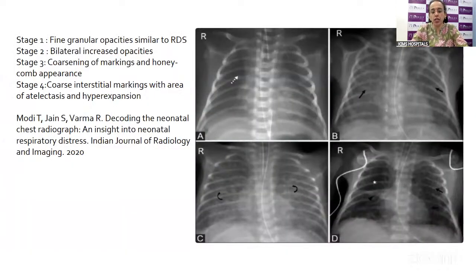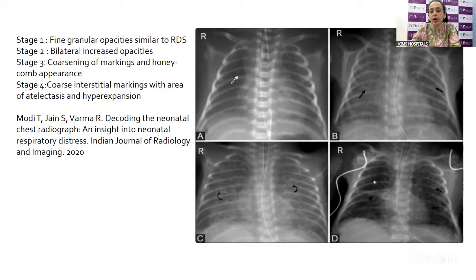Coming to the radiological signs of BPD, stage 1 is fine granular opacities, similar to RDS. Stage 2 is increased bilateral opacities, and stage 3 is coarsening of the markings, and a honeycomb appearance will be seen. In the previous X-ray, the baby was having more of the stage 3 signs of BPD. Stage 4 is coarse interstitial markings with areas of atelectasis and hyperexpansion. So here we can see the areas of atelectasis, and here some areas of hyperexpansion. These are the different spectrum of radiological changes in BPD.